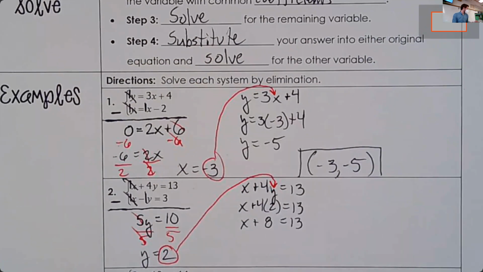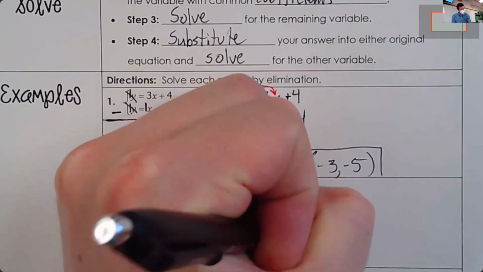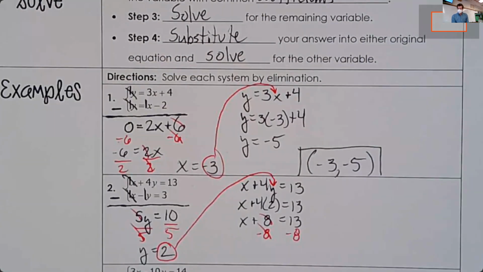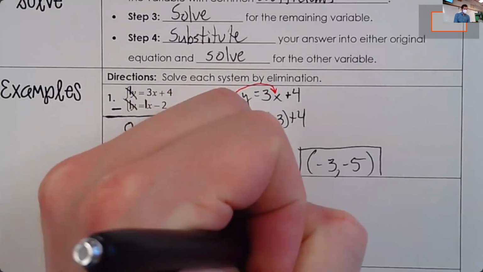But we still have to get x by itself. So here's our one step of algebra here. We have to subtract 8 from both sides. So minus 8, minus 8. 13 minus 8 is 5. So that means that x equals 5.